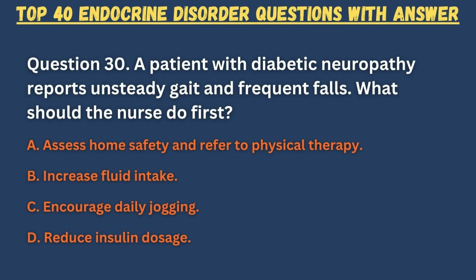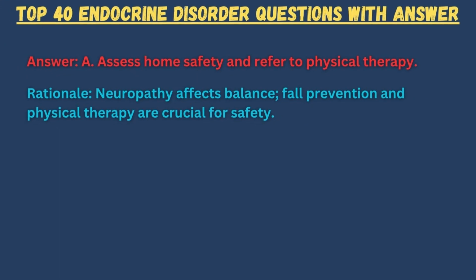Question 30. A patient with diabetic neuropathy reports unsteady gait and frequent falls. What should the nurse do first? A. Assess home safety and refer to physical therapy. B. Increase fluid intake. C. Encourage daily jogging. D. Reduce insulin dosage. Answer: A. Assess home safety and refer to physical therapy. Rationale: Neuropathy affects balance. Fall prevention and physical therapy are crucial for safety.